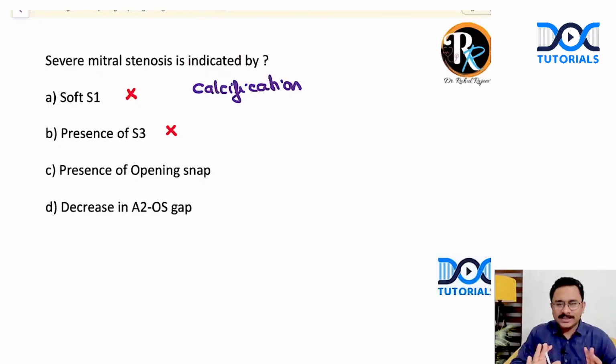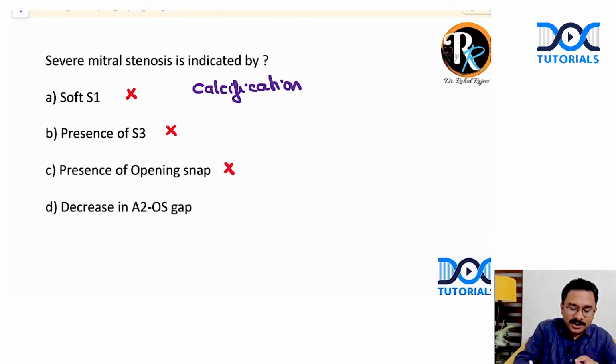Presence of opening snap. We know the forced opening of the mitral valve can result in an opening snap. But can you say that just because an opening snap is there, mitral stenosis is very severe? You do not have a direct association like that. No, you cannot say that, because calcification can influence the opening snap. In degenerated calcified valves, you may not get a prominent opening snap.